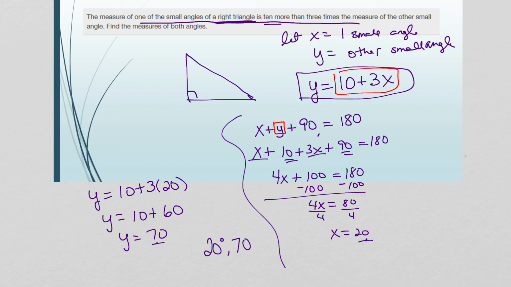70 degrees, 20 degrees, and 90 degrees are the 3 angles, but they don't care about the 90. They say just both angles. So really all we care about are these two: 20 degrees and 70 degrees.